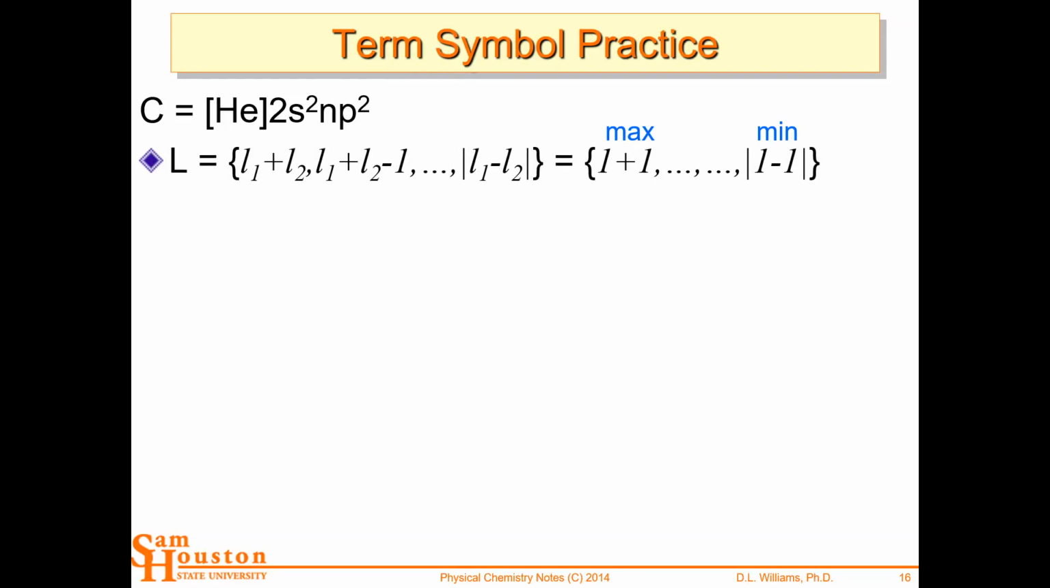And so this is the Clebsch-Gordan series. The capital L for the whole atom takes into account the orbital angular momenta for each of those electrons. And we go from the max to the min. And so what is L for each of those? Remember, SP. So there's 1 for each one of those.